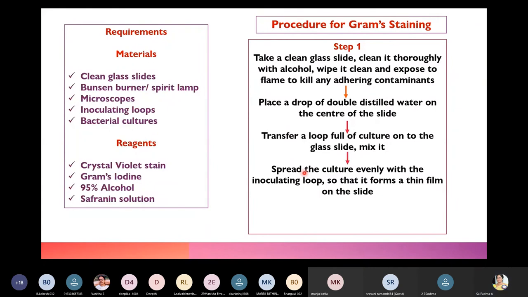After mixing them, spread the culture evenly with the inoculating loop so that it forms a thin film on the slide. Now heat fix the smear by passing it rapidly over the flame. In the last step, we are supposed to show the glass slide to the flame just 3 or 4 times only, so that the organism or the culture is fixed to the slide by the heat fixing process. If we expose it to the flame for a long span of time, then the size and shape of the organism can change. So in this procedure, we are able to understand how to heat fix the smear.